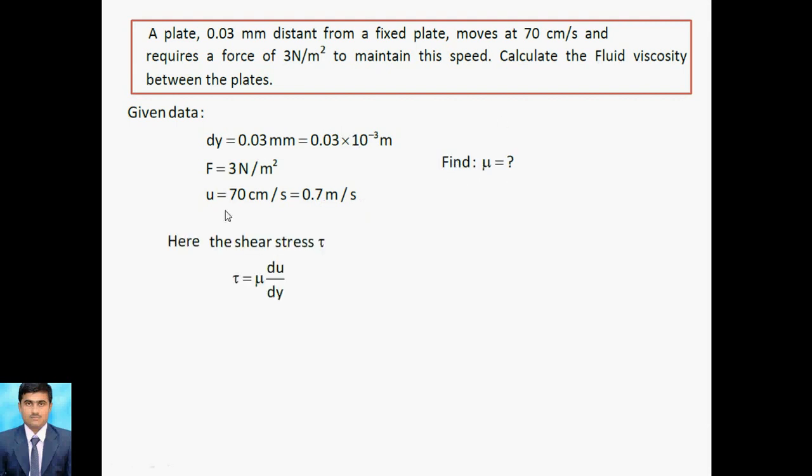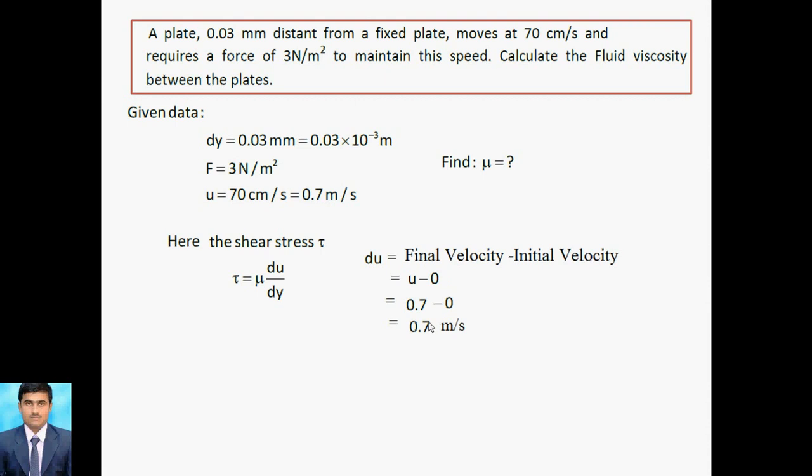As we know, the formula is tau equal to mu du by dy. For solving viscosity problems, always remember this formula. Here dy is given to you directly, but du is unknown. Given u, du is nothing but change in velocity, final velocity minus initial velocity. Initial velocity we can take as 0, so du is u minus 0. U is 0.7, already we discussed.